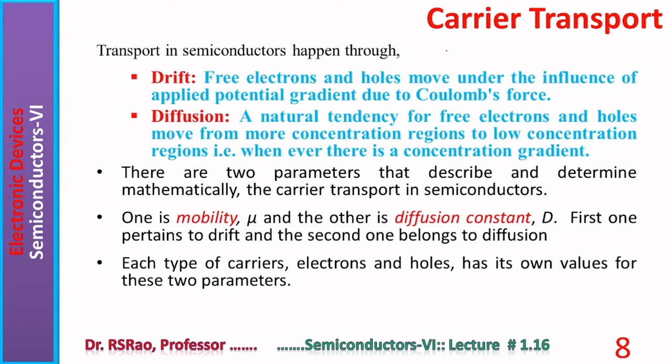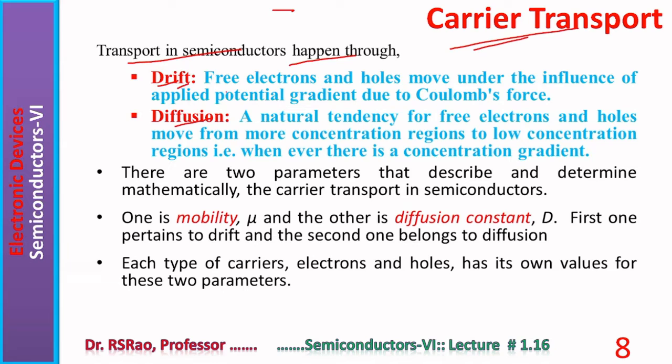Now, some points regarding carrier transport. As already mentioned, there exist two types of carriers in semiconductors, electrons and holes. And also it is mentioned that there exist two types of phenomena that cause current in semiconductors. One is drift, another is diffusion. Now we spend some time here in understanding the phenomena of drift and diffusion. Transport in semiconductor happens through drift and diffusion.